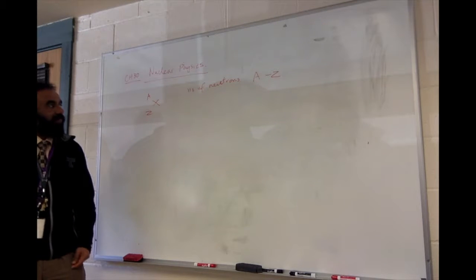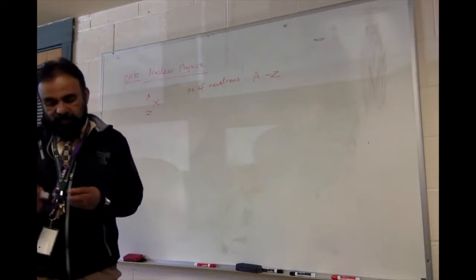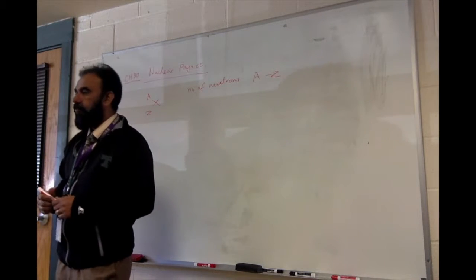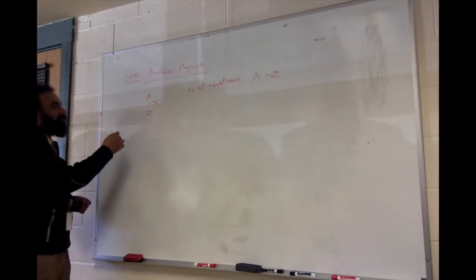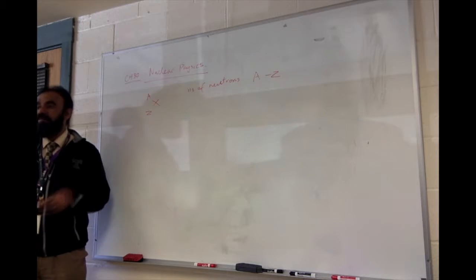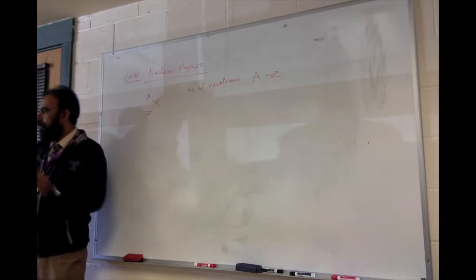And the first thing you should understand about this is isotopes. What is an isotope? Something that you must have done earlier. What's an isotope? The same number of protons, but you have different numbers of neutrons. Exactly. Nuclei of the same element having different number of neutrons.